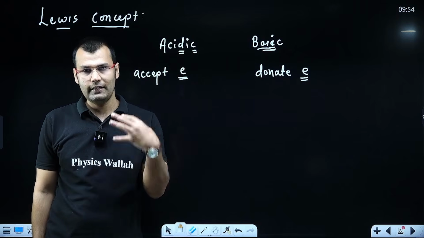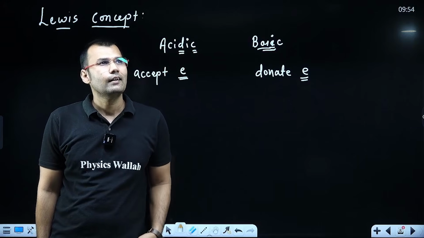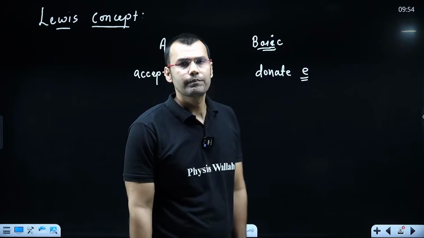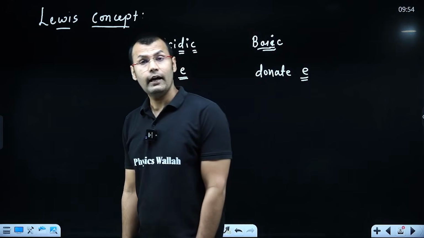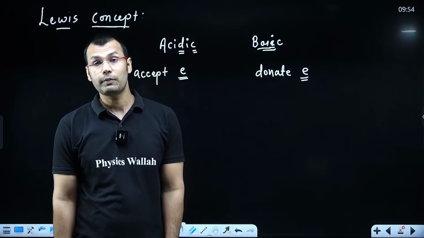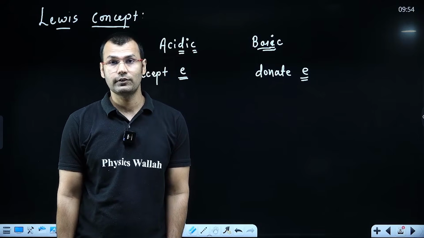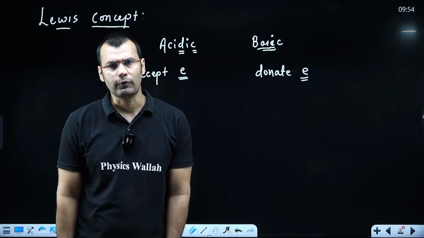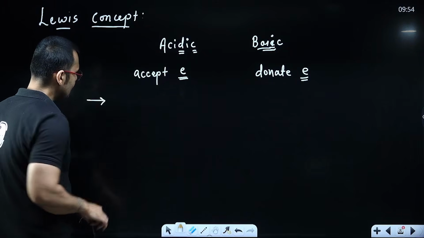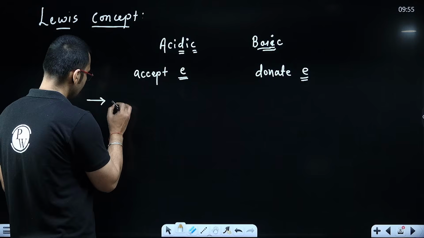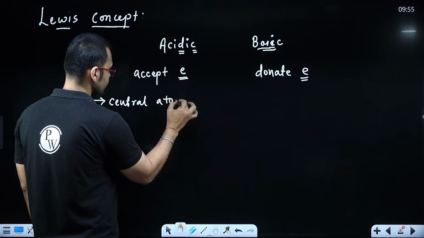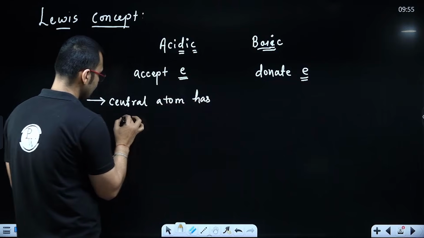Now when you try to identify, it's very easy. You must have gone through the chemical bonding chapter, and in it you talk about the octet rule. And inside the octet rule you talk about octet deficient compounds, octet precise compounds, and expanded octet compounds. So the point is, if you see that you have a compound in which the central atom has an incomplete octet.